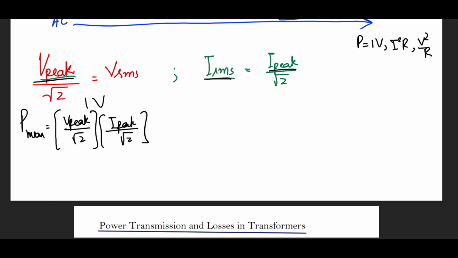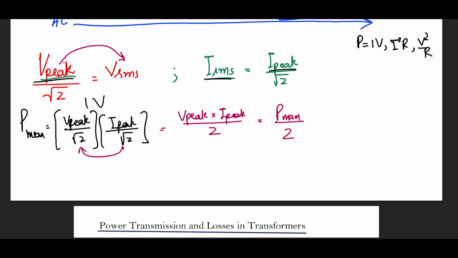Deliberately I'm taking the peak values, to find out the relationship between the peak power delivery and the RMS, or the average power delivery. What's actually the relationship between them? So I realize that this under root 2 multiplied by this under root 2, I get the answer of V peak multiplied by I peak divided by 2, which comes out as P max divided by 2.